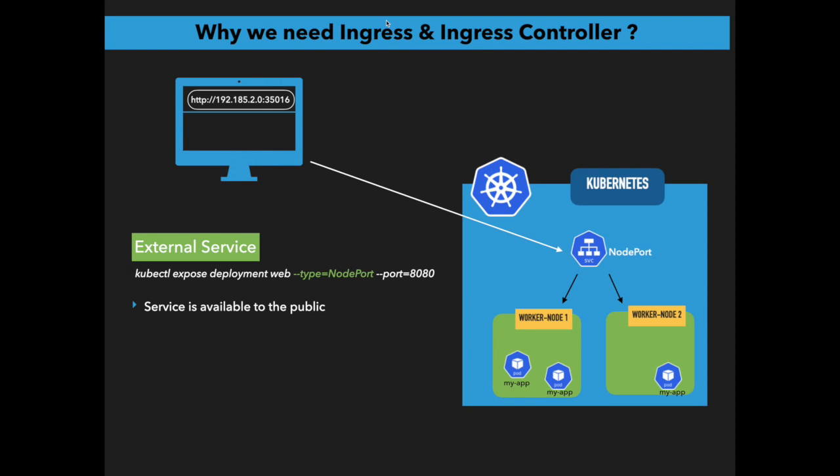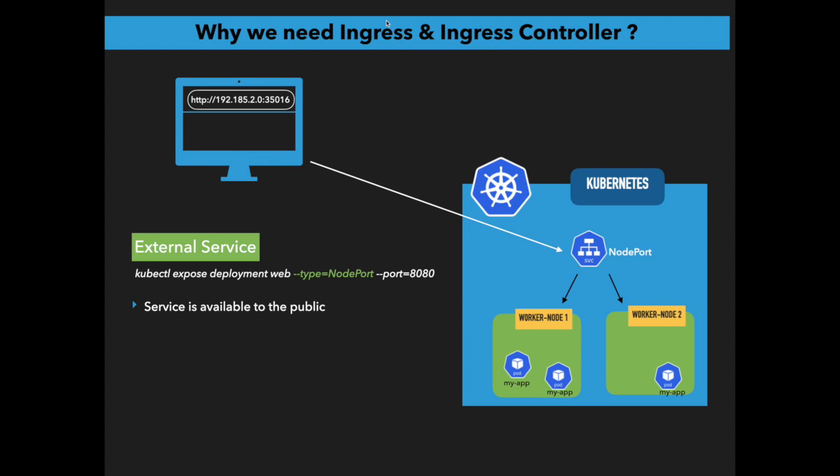But it is good for development and testing, and it is not correct for a production application, because there might be chances that one of your nodes might crash or the complete Kubernetes cluster might crash. In that case, the IP address may change and the port number also will change. And also, you don't want to share worker node IP addresses and port numbers with the clients.